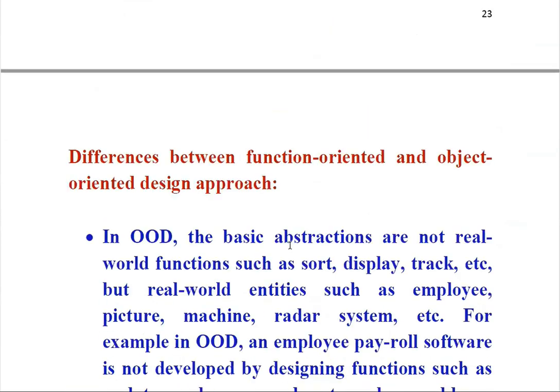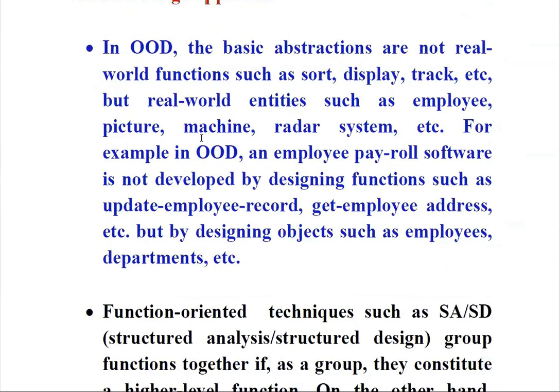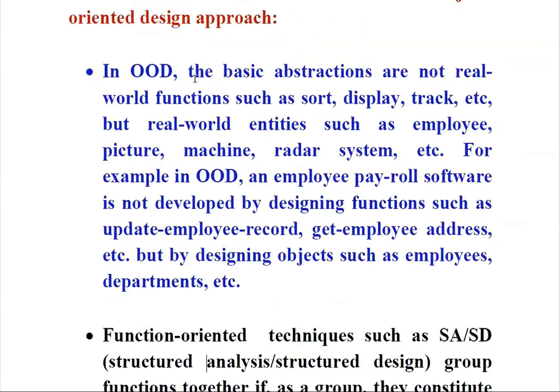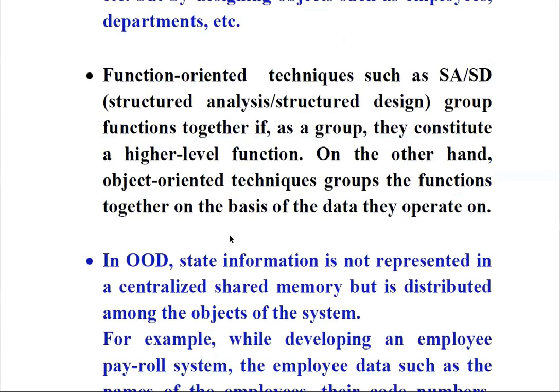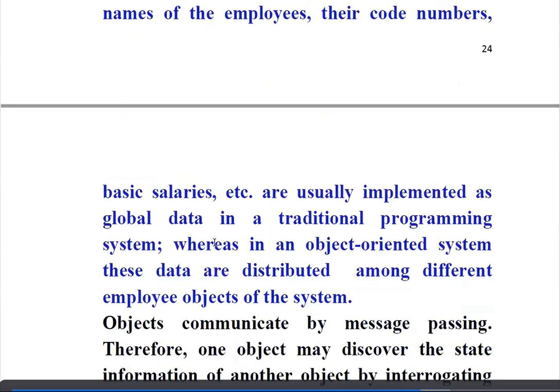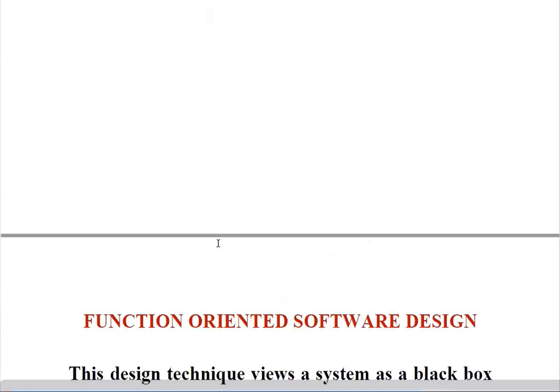Now let us understand the difference between object-oriented and function-oriented design. In object-oriented design, the basic abstractions are not real-world functions such as sort, display, track, but real-world entities such as employee, picture, machine. For example, an employee payroll system is not developed using functions such as update employee record, but with objects like employee name, department, and so on. In function-oriented design, functions are grouped to constitute higher-level functions. On the other hand, here the basic data belongs to the particular object. Similarly, other details are explained. You can go through those two.